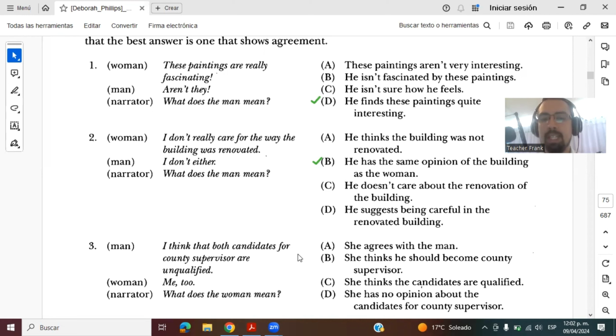I think that both candidates for county supervisor are unqualified. The woman says, me too. What does the woman mean? In this case, it's A. She agrees with the man, right? Me too. Okay, now we're going to do the listening exercise.